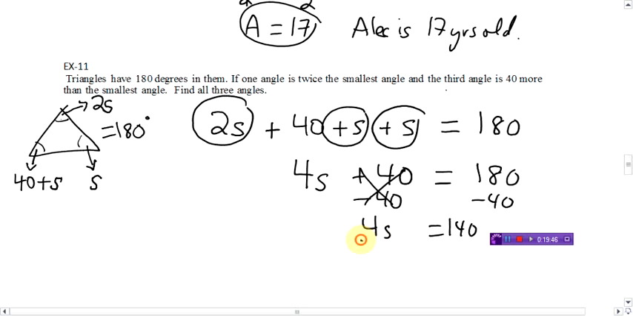S is being multiplied by 4. Let's get rid of it by dividing. Dividing, same to the other side. S equals 140 divided by 4 is 35 degrees.